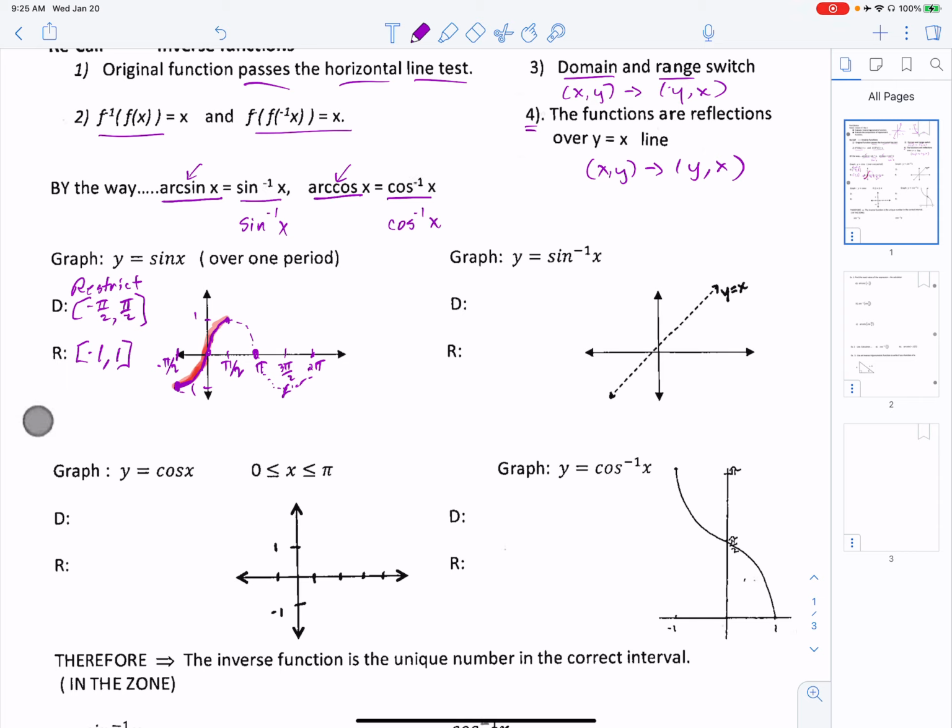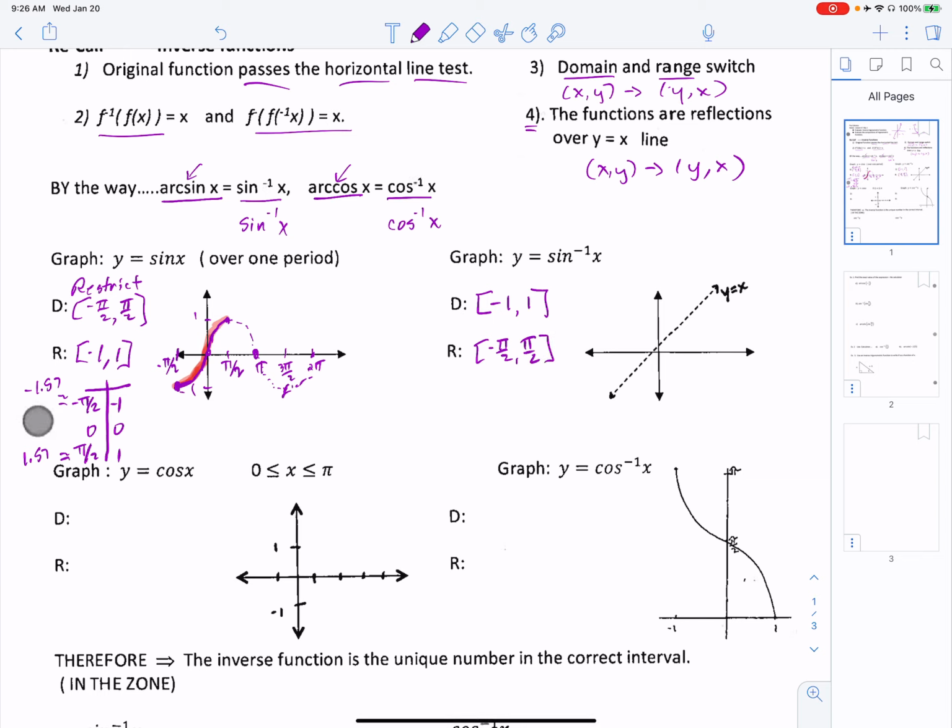The 3 key points would be (negative pi halves, negative 1), (0, 0), and (pi halves, 1). By the way, negative pi halves is about negative 1.57, so positive pi halves is positive 1.57. That's just a good value to know. I'm doing that because the inverse switches x and y and switches domain and range. So on the inverse, the domain is negative 1 to 1, and the range is negative pi halves to pi halves.